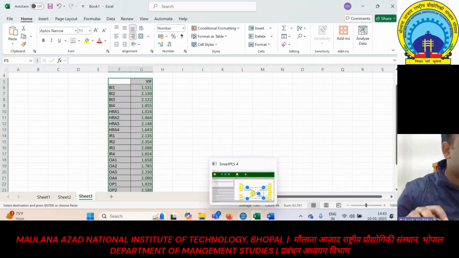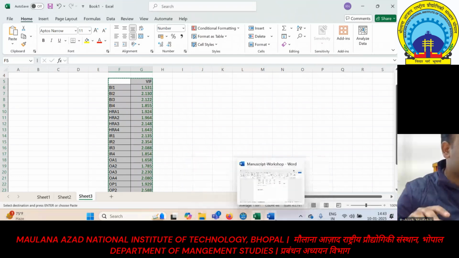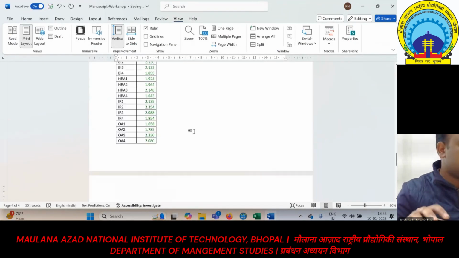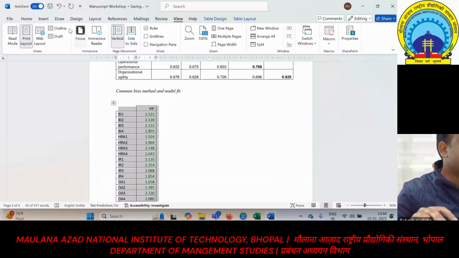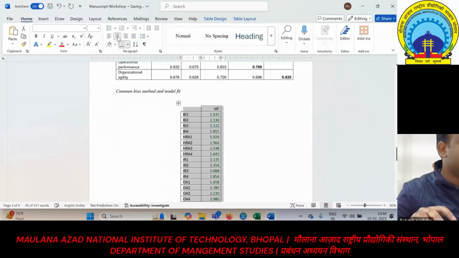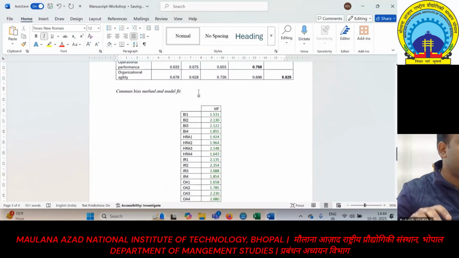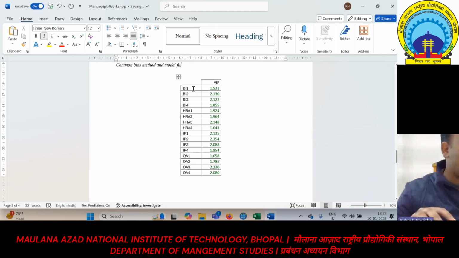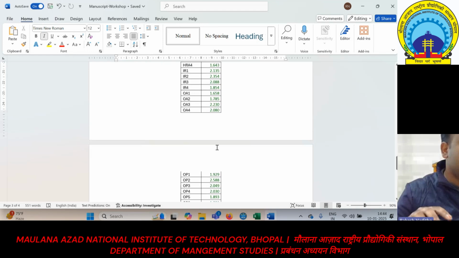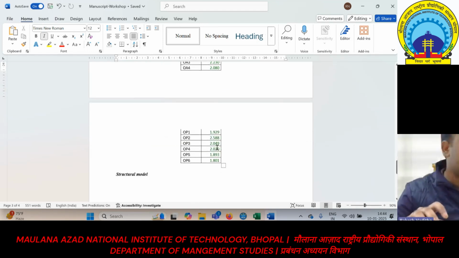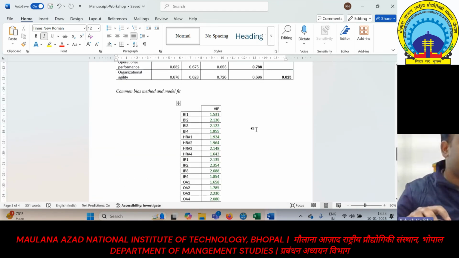Here are the VIF values. Here you can observe each item's VIF value is below 3.3, which indicates the data is free from common method bias.